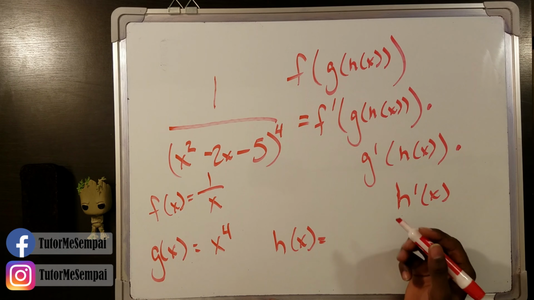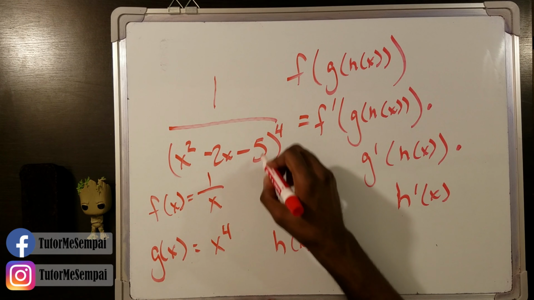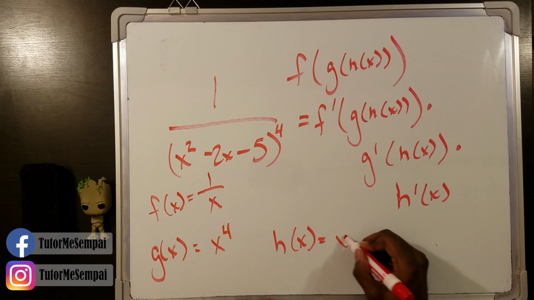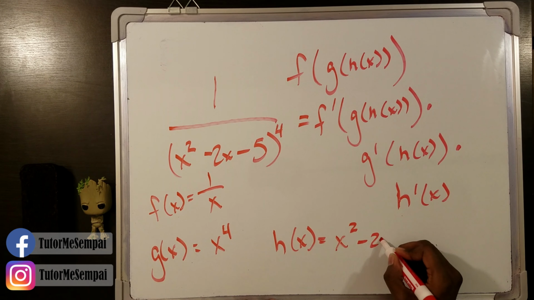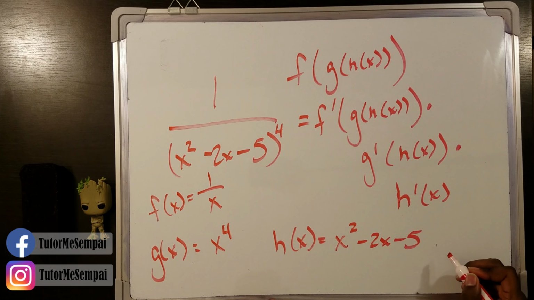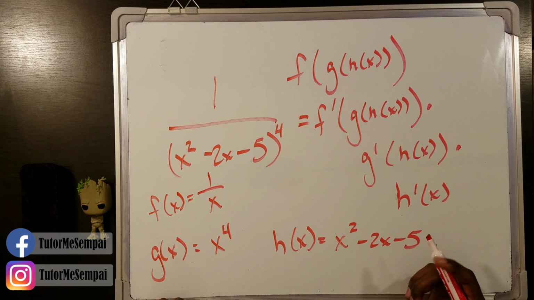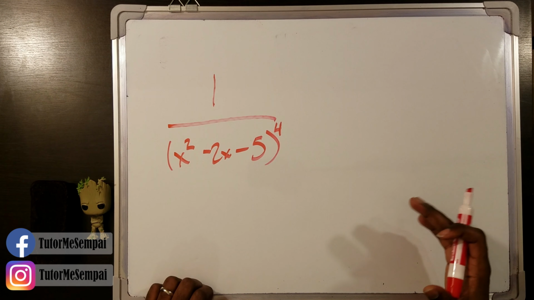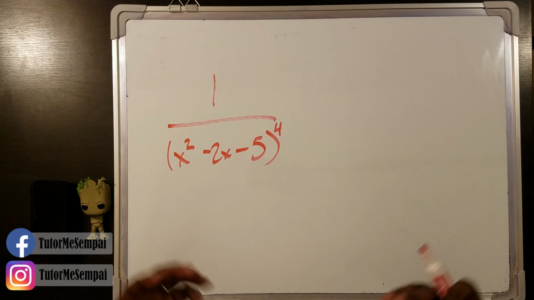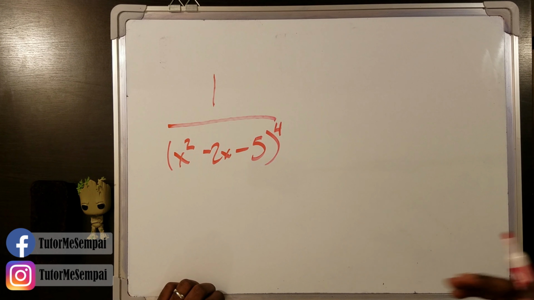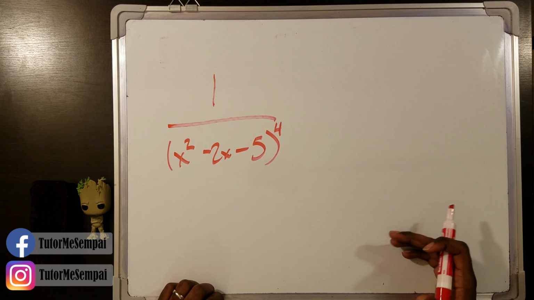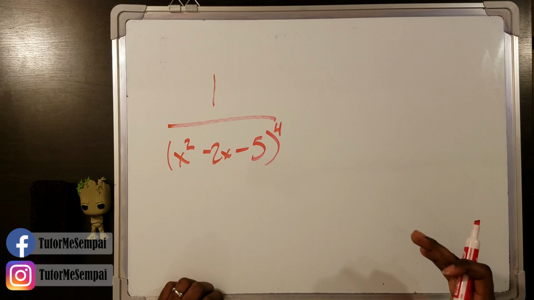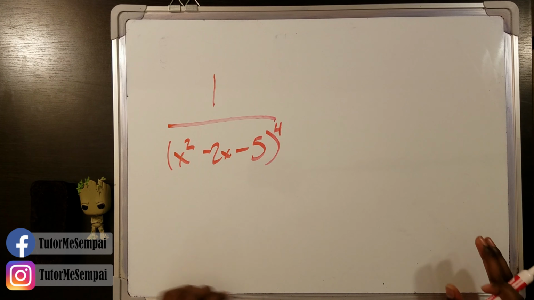Last but not least, our h of x is going to be whatever's inside our g of x, right? So we're going to say x squared minus 2x minus 5. When we have these 3 functions, we can make up our composite function, thus use the chain rule to find its derivative. However, just because you can use a chain rule doesn't mean you should use a chain rule, because there are some cases where the chain rule increases the amount of work you do. Not only that, you might be able to simplify some things before using the chain rule, thus removing some work you have to do as well.